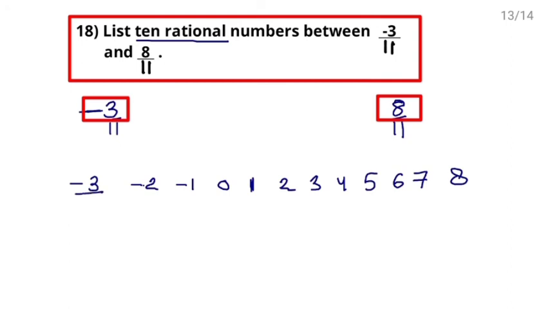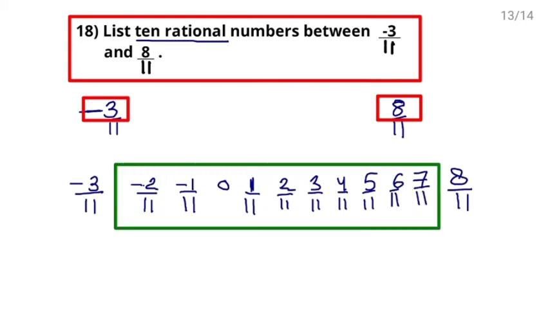So first rational number was -3 upon 11 and the next rational number was 8 upon 11. Between them we have -2 upon 11, -1 upon 11, 0 upon 11, or you can write 0 because 0 को किसी नंबर से डिवाइड करेंगे it will remain 0. 1 upon 11, 2 upon 11, 3 upon 11, 4 upon 11, 5 upon 11, 6 upon 11, 7 upon 11. So we have these 10 rational numbers between -3 upon 11 and 8 upon 11. You can find so many more, but for now this is the easiest one.